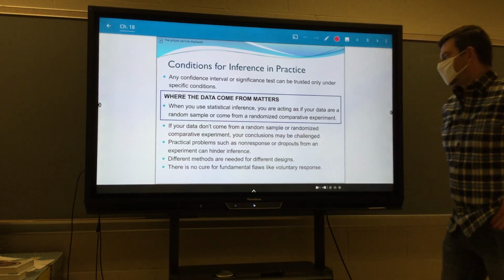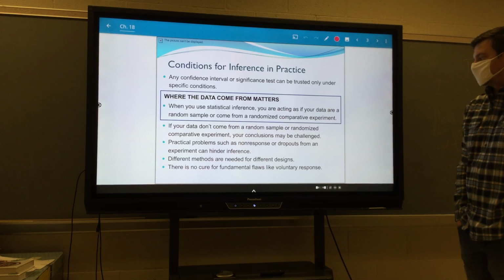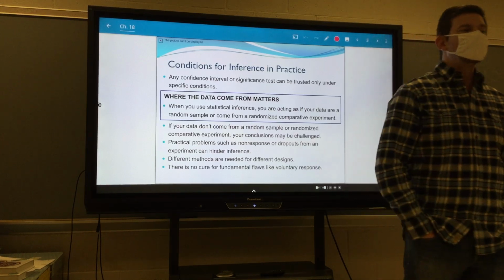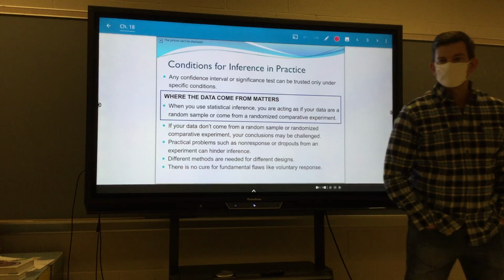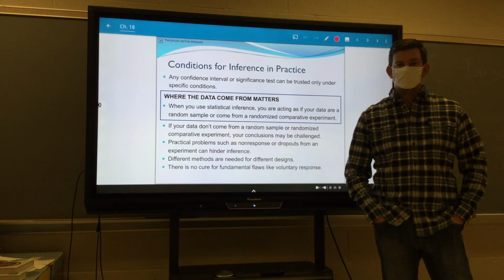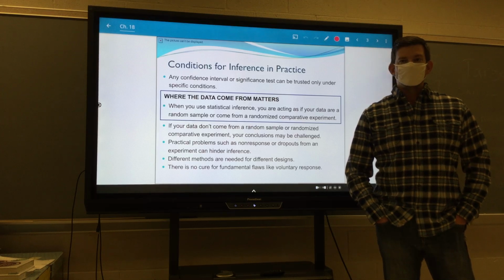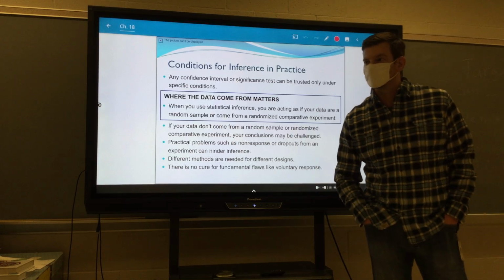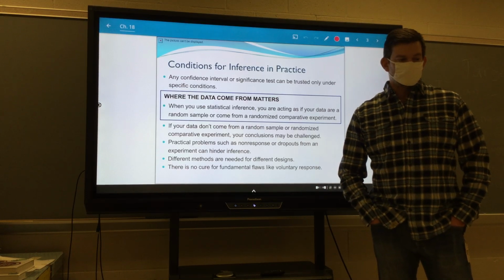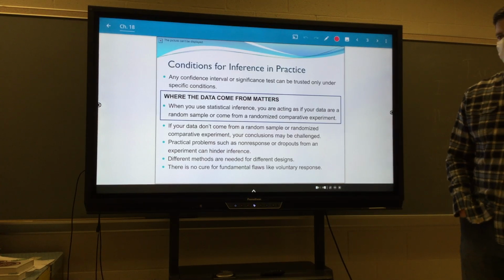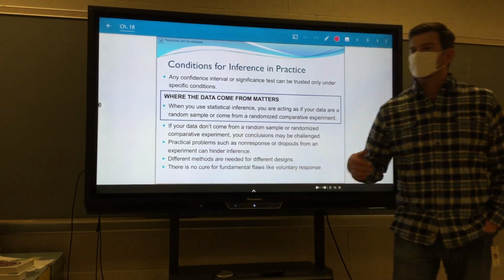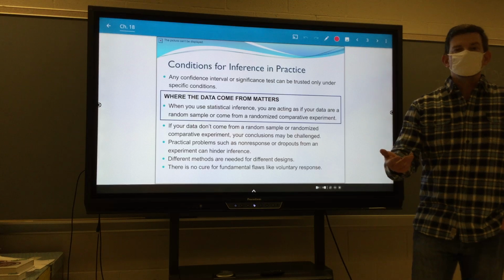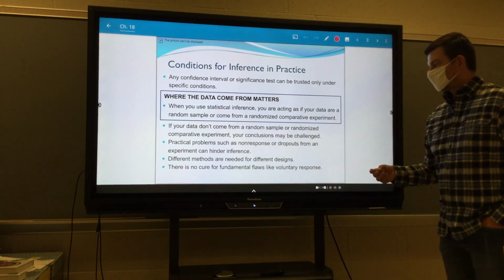If your data does not come from a random sample or randomized comparative experiment, your conclusions may be challenged. They will be challenged. If you're publishing something, we've done a little bit of this our first semester, reading over studies where we question how they were performed, how they were set up, and how they were executed, and we criticize them for that. The expectation is that you have a good methodology to enable you to get meaningful results and meaningful conclusions.